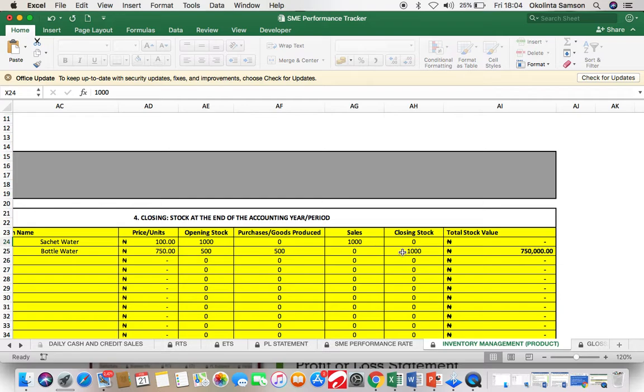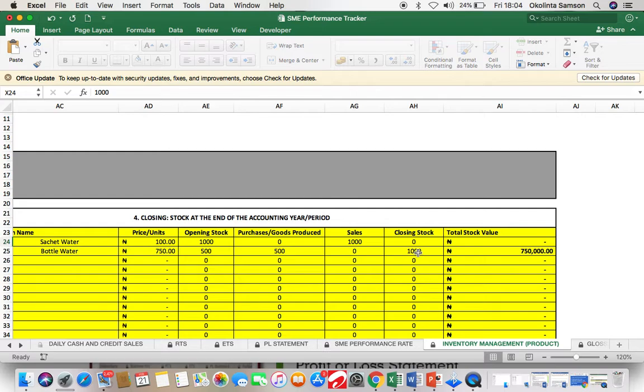So most times when you go to your shop, from what you have here, it means that you should have 0 bags of pure water, you should have nothing of that in your shop, and then you should have just 1,000 bottles or 1,000 packets of bottled water.